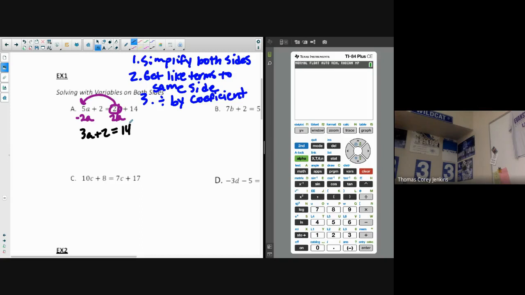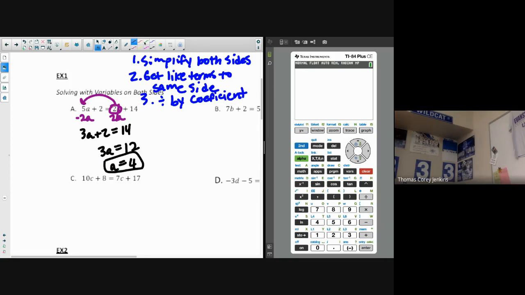And then you've got just a simple two-step equation, right? So I'm not going to show much work after this. I'm just going to subtract 2 from both sides, and that's going to give me 3a plus 0, which is 3a on the left side, and 14 minus 2, which is 12 on the right side. And then we're ready to go ahead and divide both sides by the coefficient, which is 3. So we get a equals 12 over 3, which is 4.